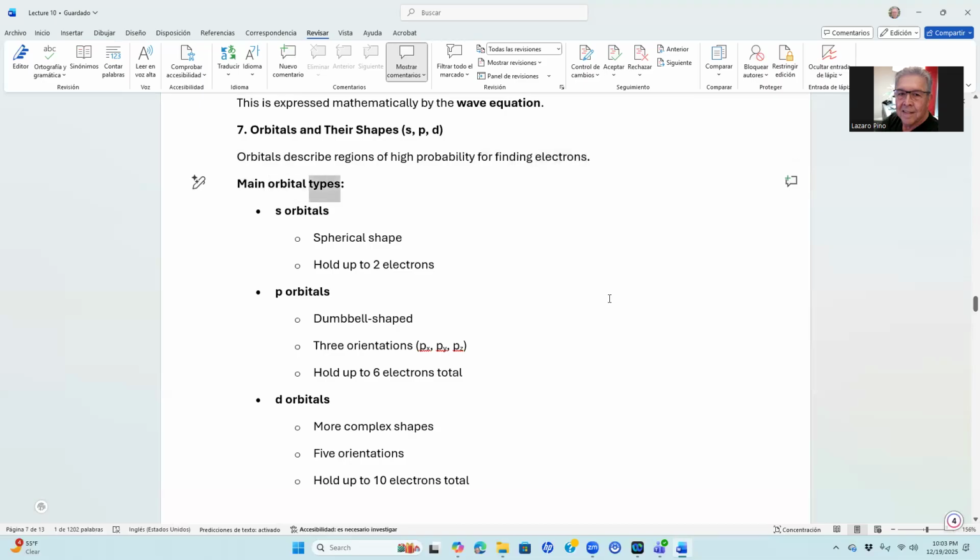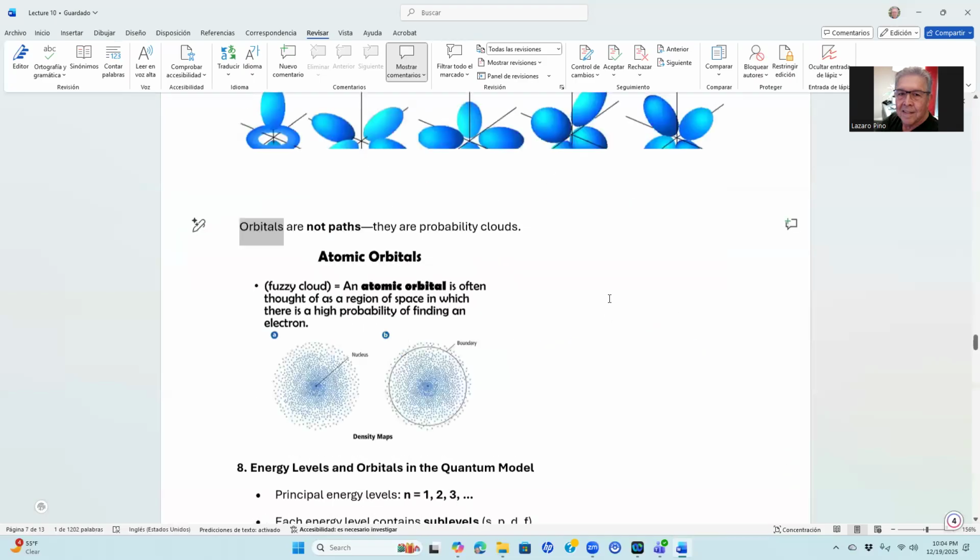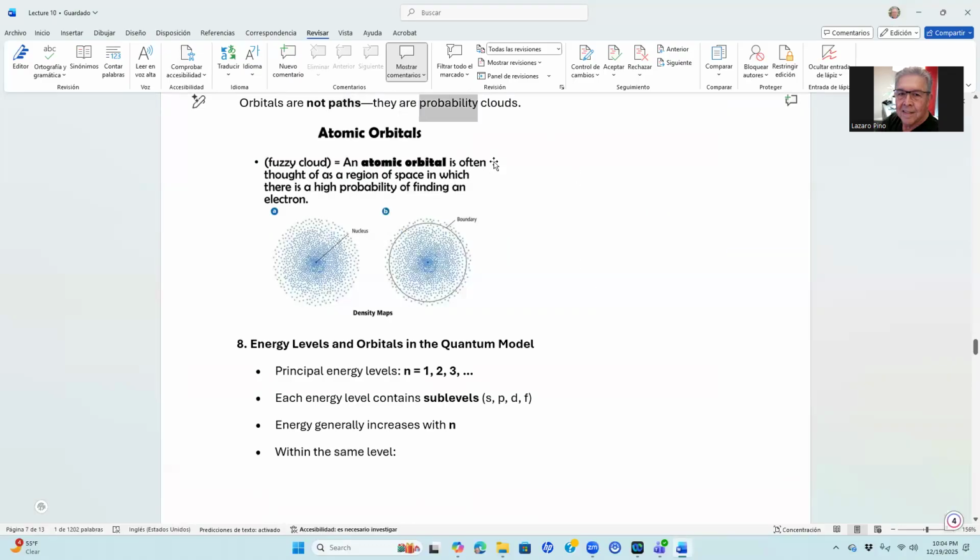Main orbital types. S orbitals: spherical shape, hold up to 2 electrons. P orbitals: dumbbell shaped, 3 orientations, px, py, pz. Hold up to 6 electrons total. D orbitals: more complex shapes, 5 orientations. Hold up to 10 electrons total. Orbitals are not paths, they are probability clouds.